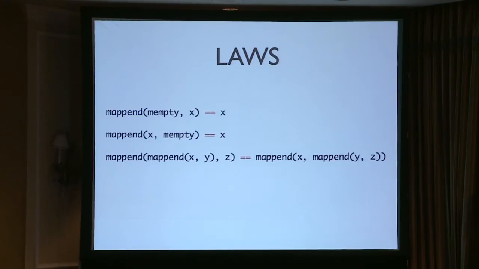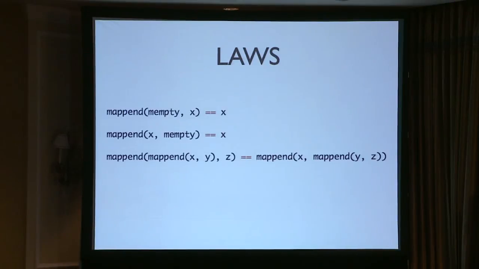Let's speak about that for a second. Here's a law. And the top two just say MMT is in fact neutral. It's not going to cause any problems. But the bottom one is associativity. It says if you've got an mappend inside an mappend, it doesn't matter if you combine X and Y or Y and Z first.